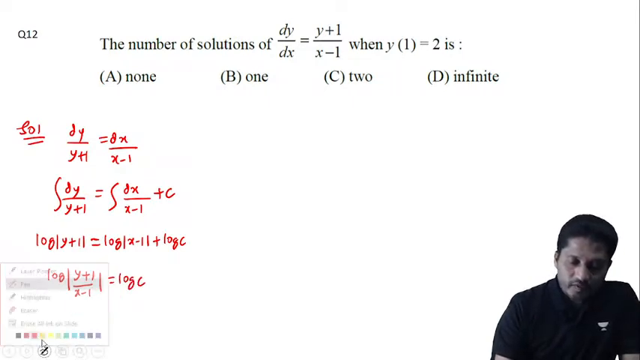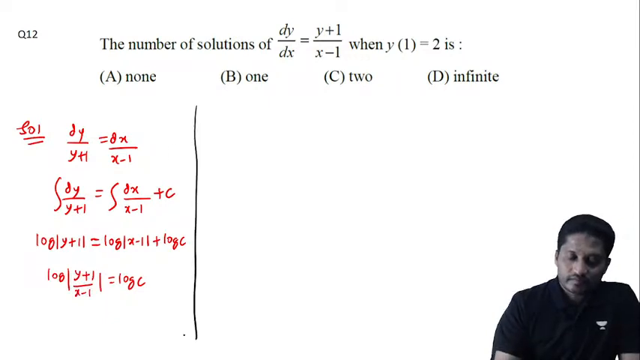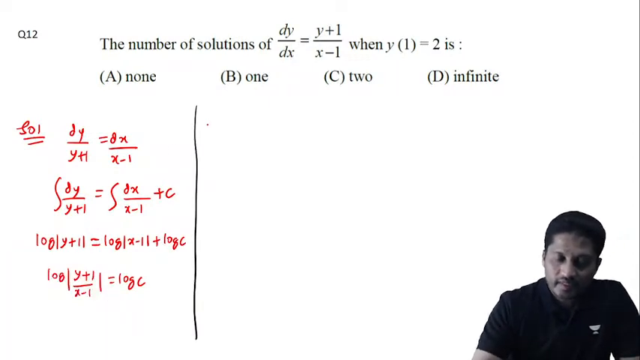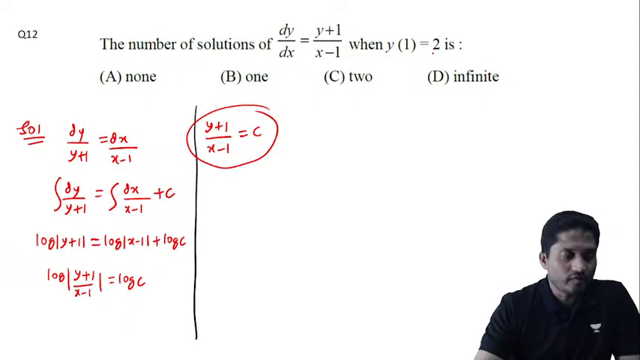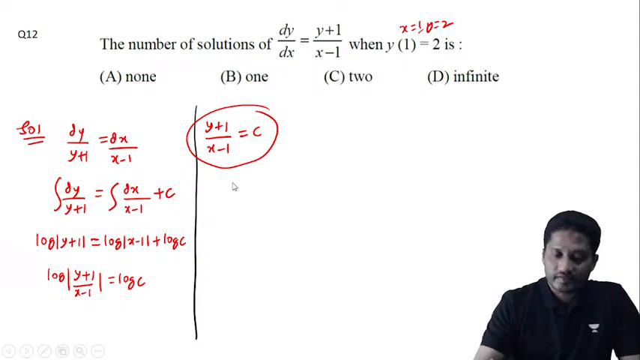If I equate the corresponding values, then this can be written as (y plus 1) upon (x minus 1) is equal to c. Boundary values are y of 1 equal to 2, right? That is, when x is equal to 1, y is equal to 2. For x is equal to 1, it does not define.